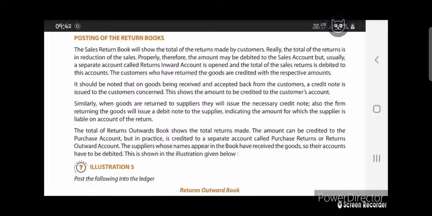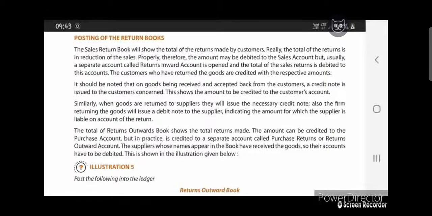Therefore the amount may be debited to the sales account. To the sales account the amount may be debited, but usually a separate account called the returns inward account is opened. For that, a separate account, the returns inward account, is opened, and the total of the sales returns is debited to this account.